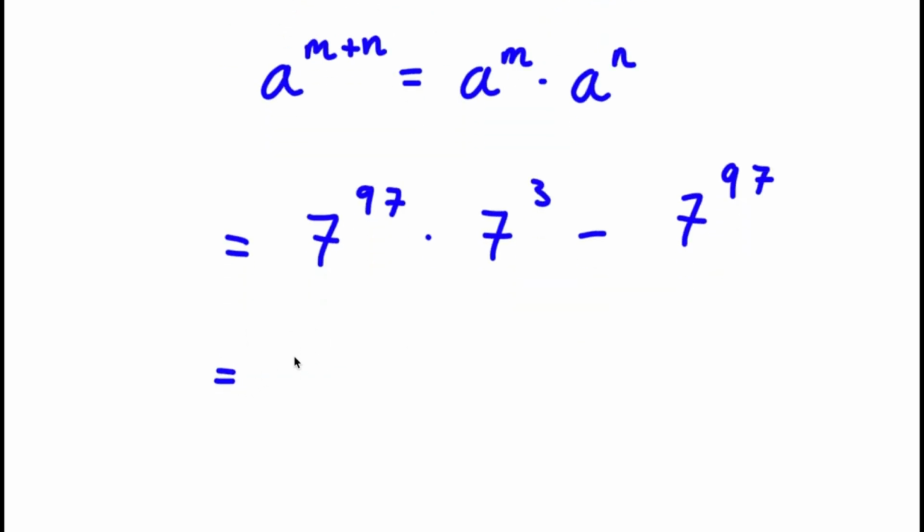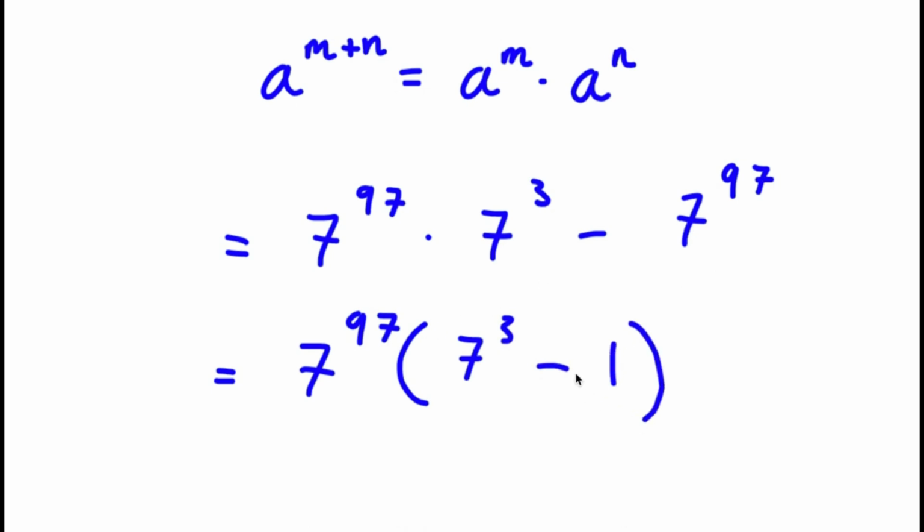Now from here, if I factor out 7 to the power of 97, 7 to the power of 97 times 7 to the power of 3 divided by 7 to the power of 97 is simply just 7 to the power of 3, minus 7 to the power of 97 divided by 7 to the power of 97 is 1.